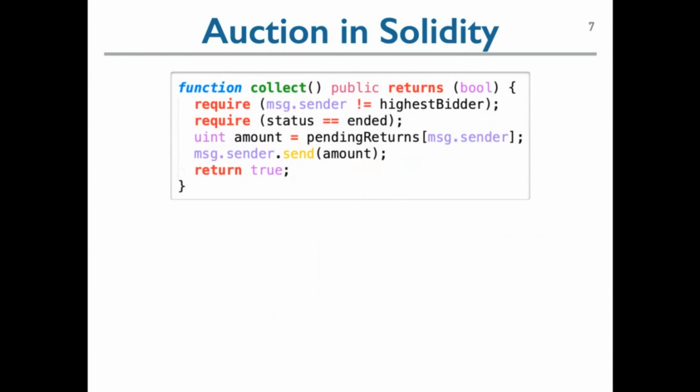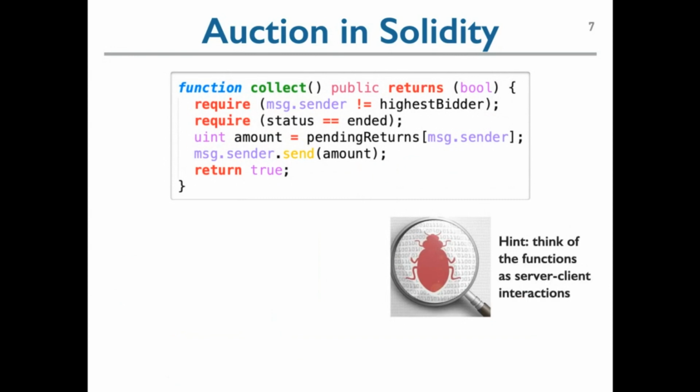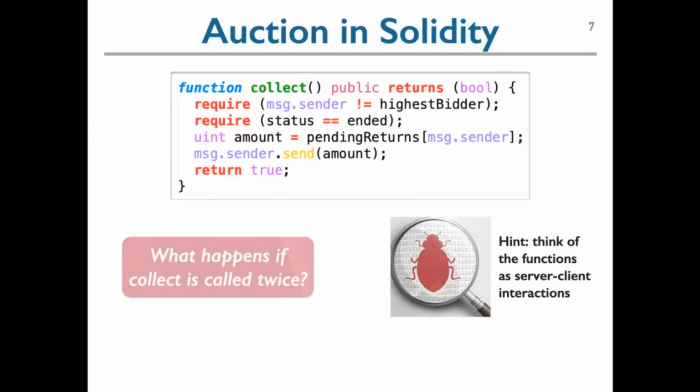Okay, so now let's say I added require status must be ended. I'm claiming that there is still a bug in this code. Can somebody identify that? So let me give you another hint. What happens if the collect is actually called twice by the same bidder?